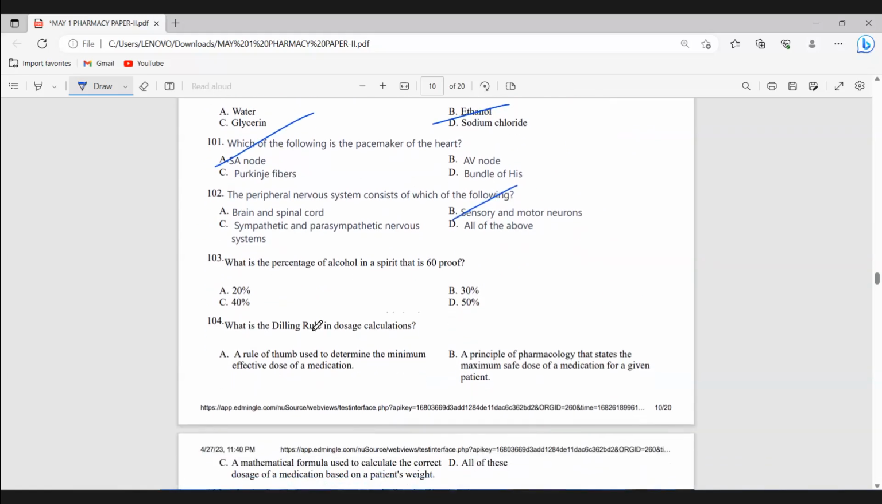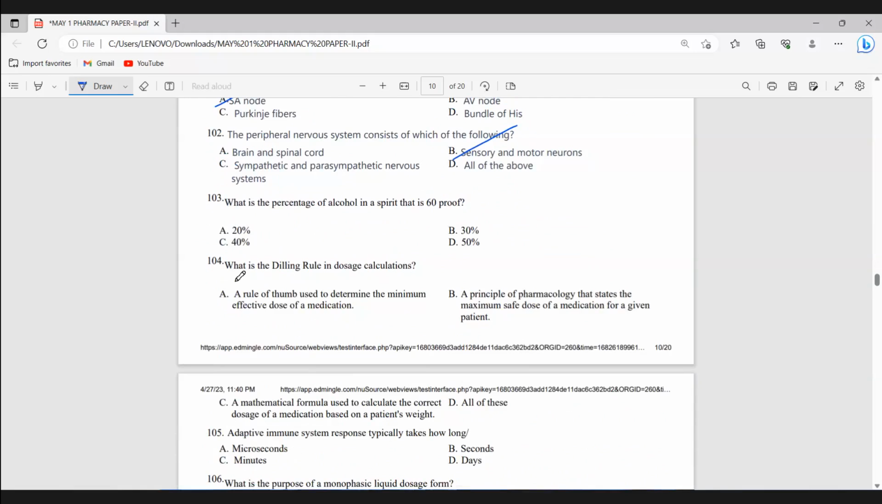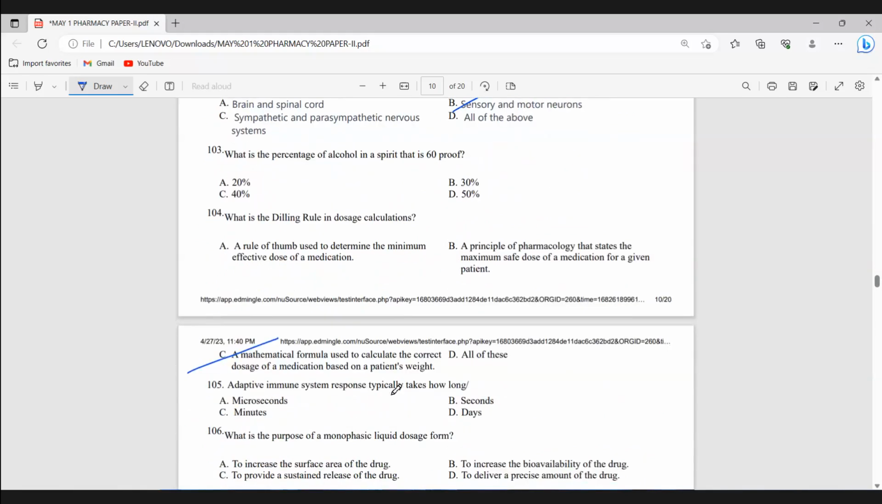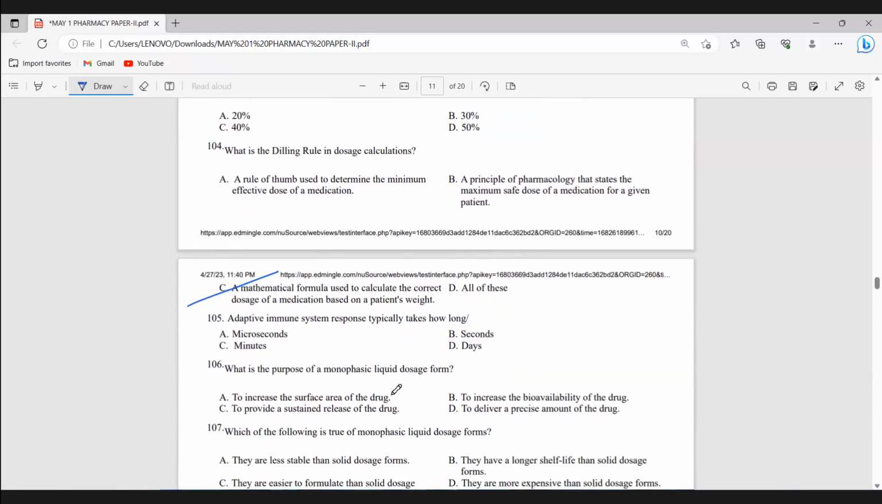103, I will give you. Then what is Dilling's rule in dosage calculation? Dilling's rule in dosage calculation is a mathematical formula used to calculate the correct dosage of the medication based on patient weight.